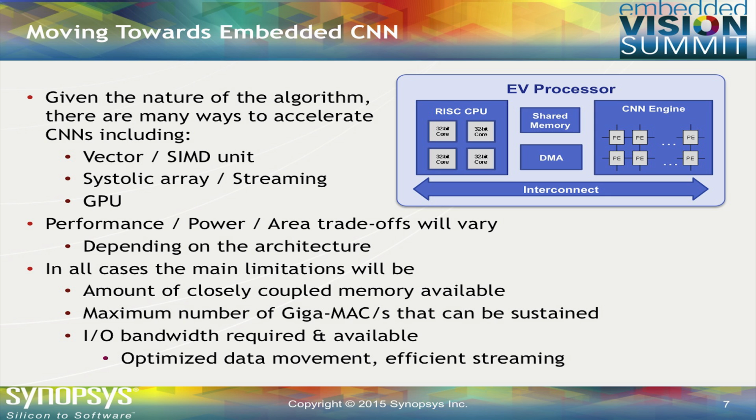And no matter what you choose to implement this, you'll have a performance, power, area trade-off, and you'll be limited in the size of the network that you can do by the usual suspects: the amount of memory you have, the bandwidth to that memory, the maximum number of operations per second that you can sustain. And that's what's going to impact the size of the graph that you can implement.